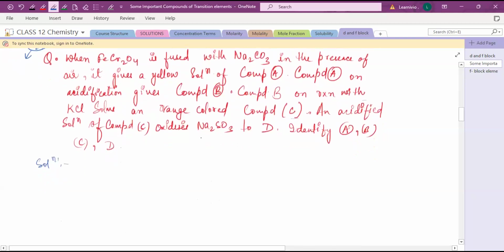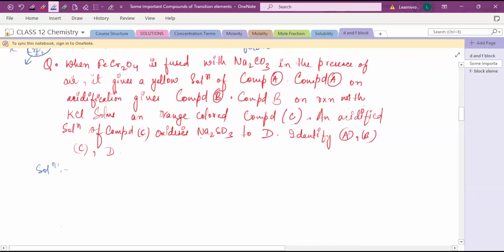Okay, now let's see this question. When FeCr2O4 is fused with Na2CO3 in the presence of air, it gives a yellow solution of compound A. Let's solve it step by step.